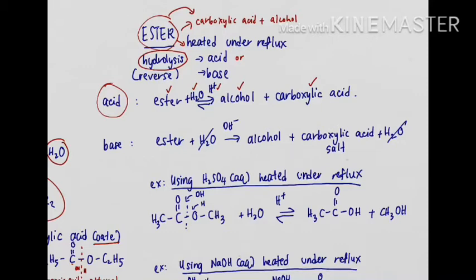Now for base, we are going to get something similar, but the difference is that the ester reacts with water and gives you alcohol and carboxylic acid. But take note that once they form, the carboxylic acid can react with a base, for example sodium hydroxide. Sodium hydroxide reacting with carboxylic acid is going to give us the sodium salt of the carboxylic acid. So it's going to form a salt, and it's also going to give you water, so the water and water will cancel, and then you don't have any water over there.